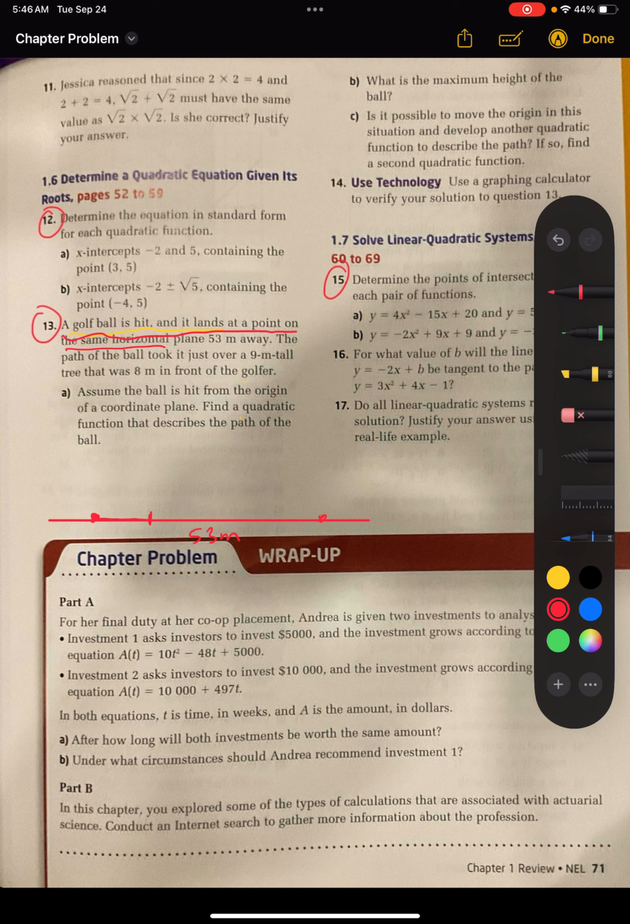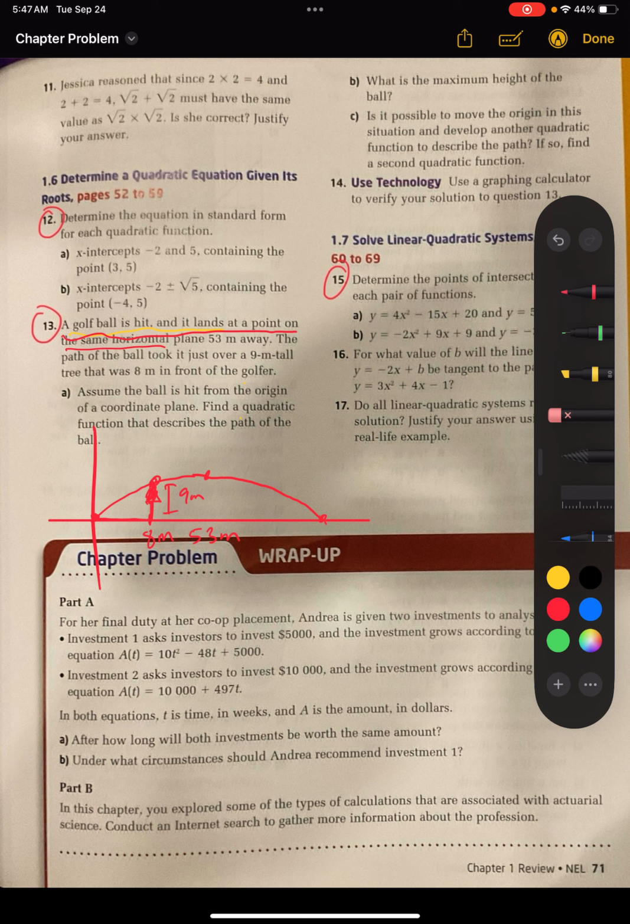8 meters ahead. It just took it over a tree that was 9 meters tall. So the path was something like that. Assume the ball is hit from the origin of the coordinate plane. Find the quadratic function that describes the path of the ball.